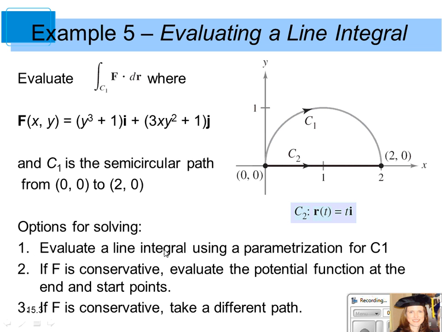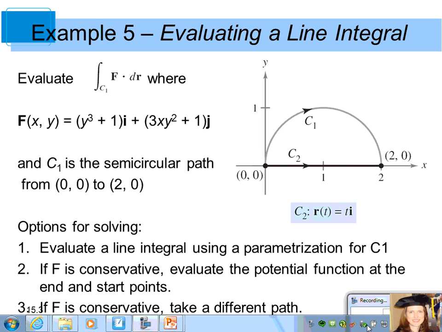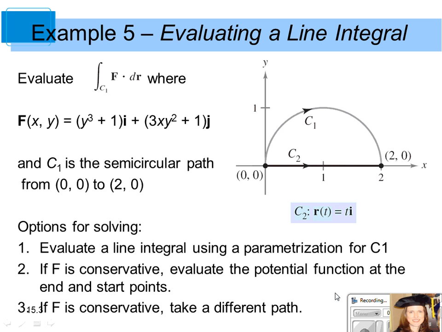We can evaluate the line integral using this parametrization. Or if we test to see if this is conservative, we can evaluate the potential function at the end and start points. Or if F is conservative, we can take a different path. Now consider each of those options, try out which one you think is going to work, and then move on to the next video to see these options worked out.